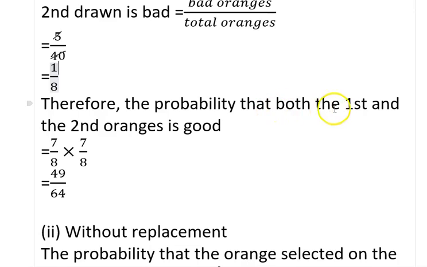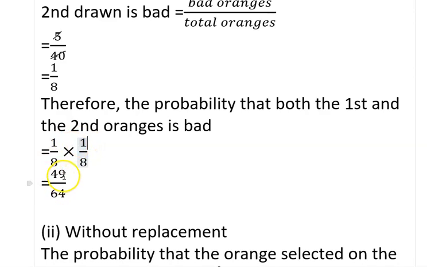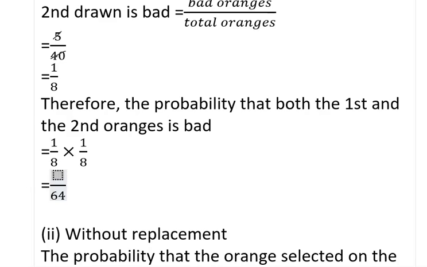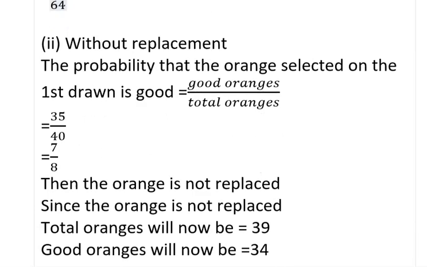Therefore, the probability that both the first and the second oranges is bad will now be, because they say neither of the oranges is good, so that means they are bad. The first one is 1 over 8, and the second one is what? 1 over 8. Beautiful. So 1 times 1 will give us 1. And 8 times 8 will give us 64. That's sorted out for the first one because it is replaced.